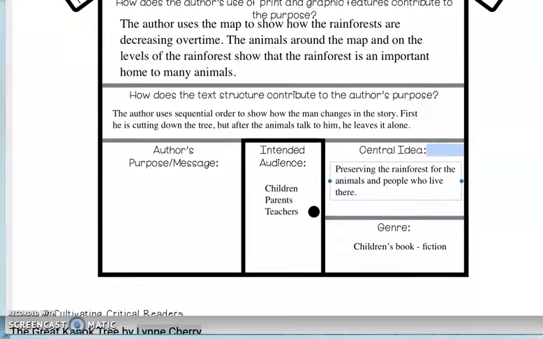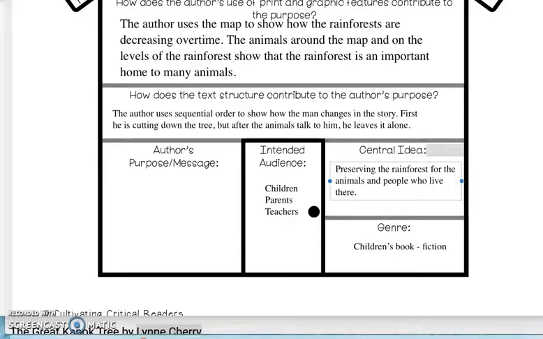I'm sure y'all came up with some really good ideas with your group, and I bet that y'all are on the right track, but let's go ahead and talk about it. So what I got from this with the central idea is that the author is talking about preserving the rainforest or saving the rainforest for the animals and people who live there. Now go ahead and raise your hand if you live near the rainforest. Okay, nobody should have their hands up. We all live in Texas, which is far from the Amazon rainforest.